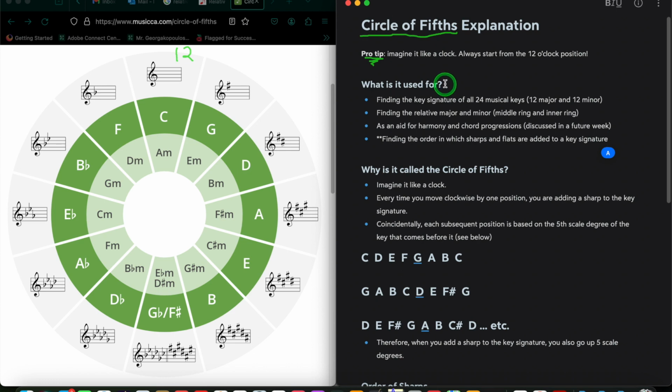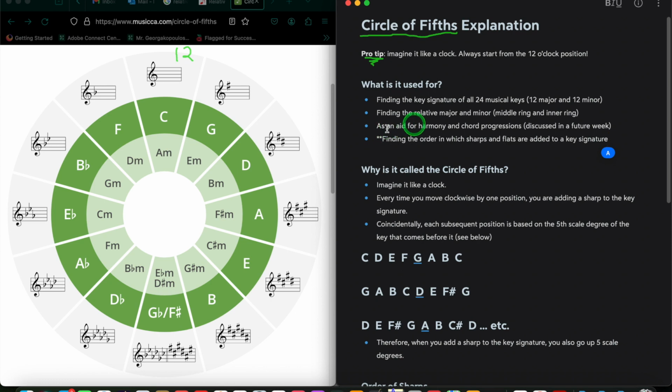Now let's go to what the circle of fifths is used for. Finding the key signature of all 24 musical keys, all 12 major and all 12 minor. Again, middle ring, major, inner ring, minor. That's pretty straightforward so far. Finding the relative major and minor. Yep, just explained that. Easy. So every segment has relative neighbors, major, minor.